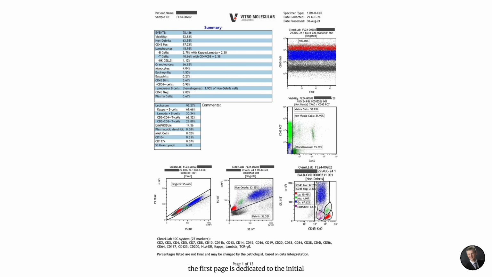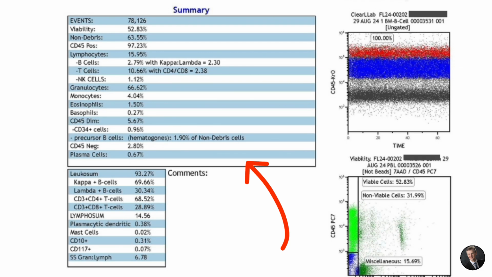The first page is dedicated to the initial histograms, from the CD45 versus time, through viability, singlets, and forward versus side scatter to separate out the debris, to the side scatter versus CD45 screening histogram. In addition, all the data acquired for different cell populations is concentrated in a table format.